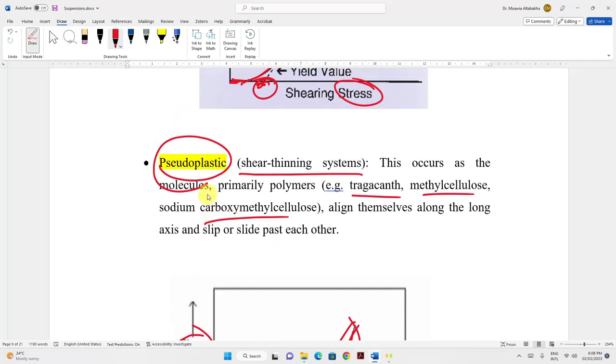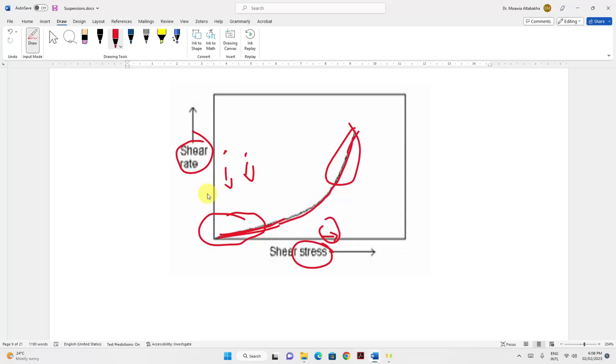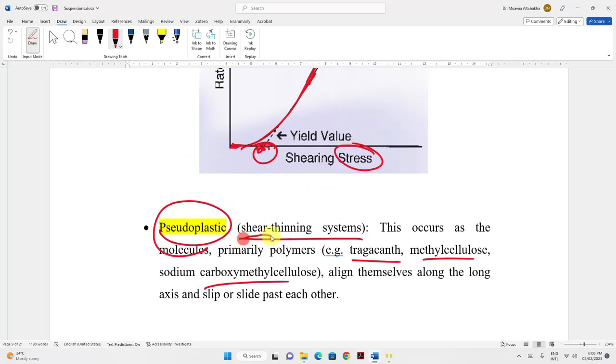So pseudoplastic vehicles are important, and they are helping us so that when the suspension is stationary or on the shelf, the viscosity is high and settling of particles is slow. When you apply shear, suddenly you will start to see that the viscosity is becoming less and less. Not constant. Look at the viscosity in the Newtonian system: when it's a straight line, that is constant. But here the viscosity is decreasing, and that's why they call it shear thinning systems. Thinning means less viscous, so with shear it will have low viscosity.